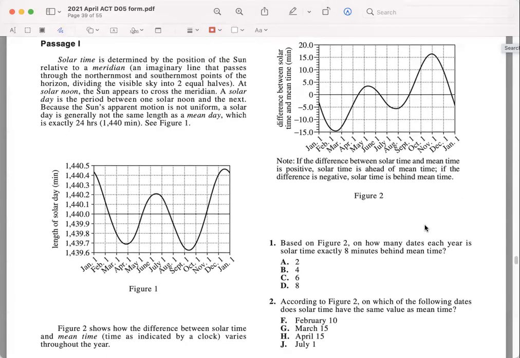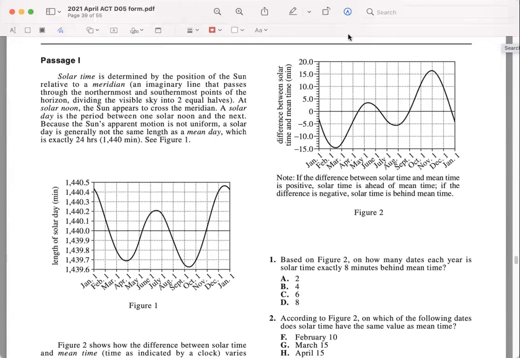Okay. Based on figure 2, on how many dates each year is solar time exactly 8 minutes behind mean time? So we're looking at 8 minutes. Let's say this line. Actually, I'll just draw with hand. Give me a second. So solar time is behind. So we are looking at -8, something like this, around here. So there are 2 days that it happens in 1 year, where you have a -8, which means solar time is 8 minutes behind mean time. Yeah, so it's A.